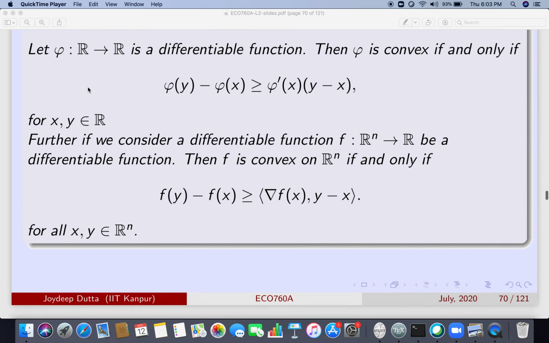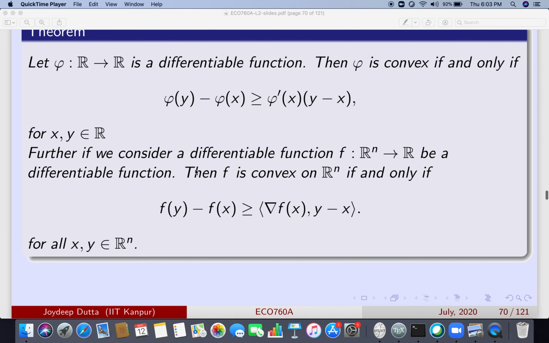Once you know this result about convexity, this characterization of a differentiable convex function, can you think what would be the nature of a critical point of a convex function? If you have a differentiable convex function, and if you have a critical point, that is the point x star where the gradient of f at x star is 0, then what would happen? Can you conclude something from here?